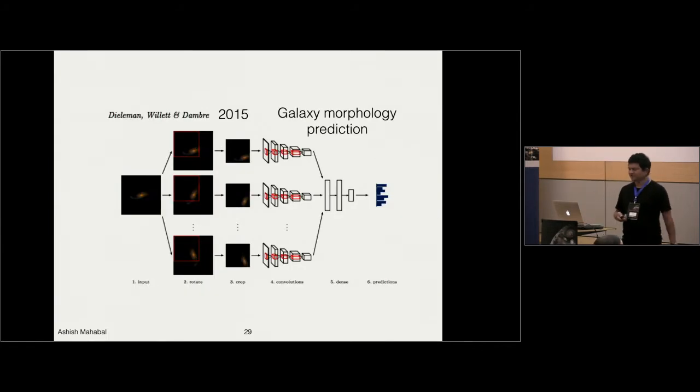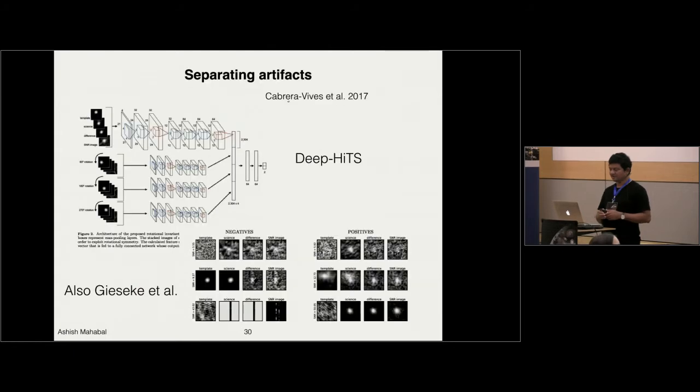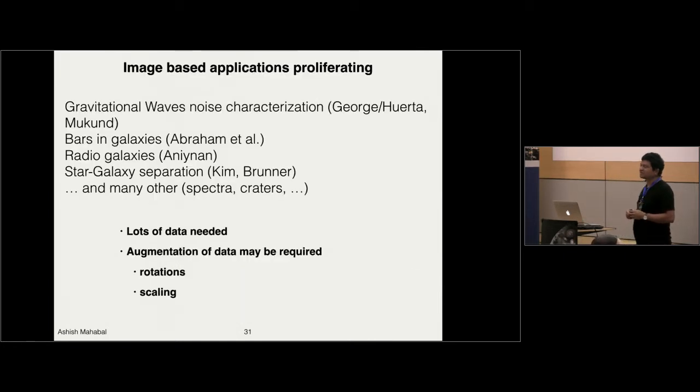So coming to astronomy, in 2015 there was this paper by Dieleman et al. where they did galaxy prediction using CNNs, where it was rotation invariant. So they took a set of galaxies, rotated them, flipped them, did all kinds of things, and were able to separate galaxies in different ways. Then Guillermo's paper on DeepHits was about separating artifacts, where there were two types of objects, real objects and artifacts. Those were fed into these networks, and they were able to classify them as well. Fabian is not here, I guess, but they have also done a little bit of work on similar things, separating artifacts. So these image-based applications are really proliferating.